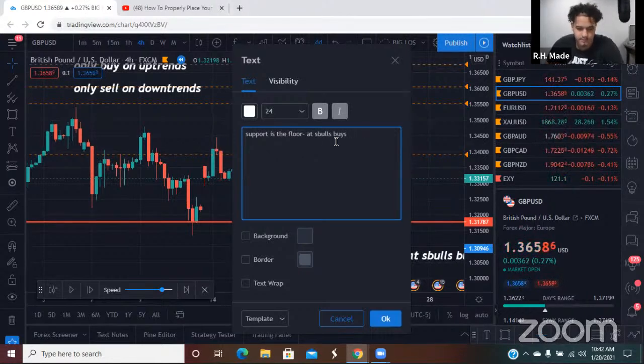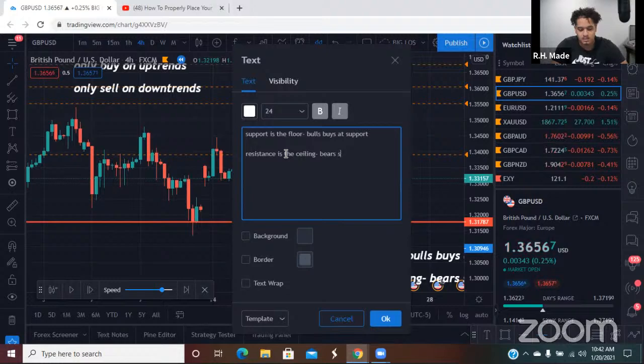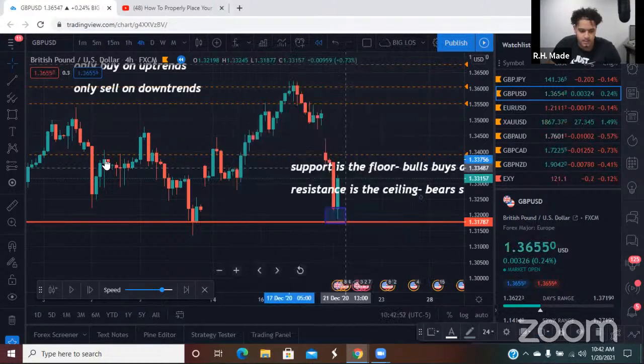Oops, my fault, let me fix this. Okay, we know bulls buy at support. So if you're a bull, you buy at support. And we know resistance is the ceiling. Okay, we know resistance is the ceiling. And we know that bears sell at resistance. I'm going to leave that right on the side.